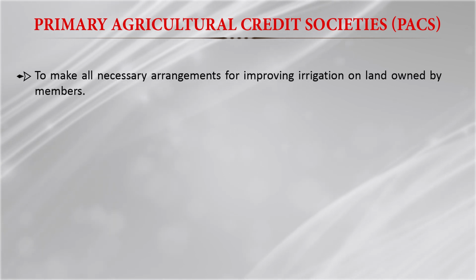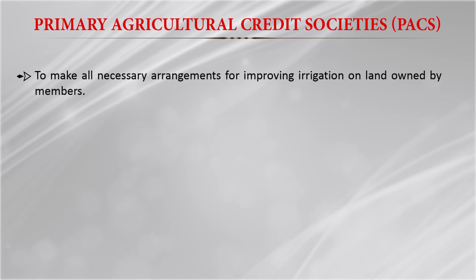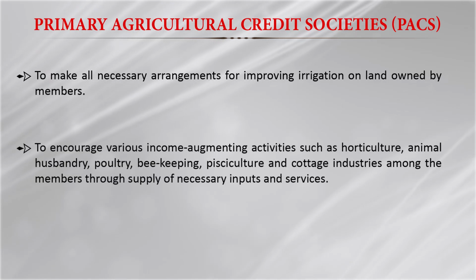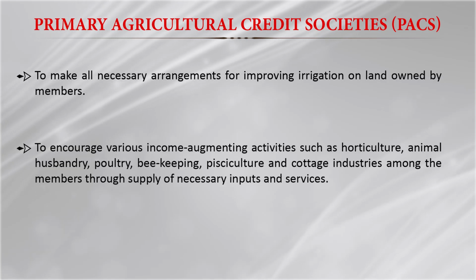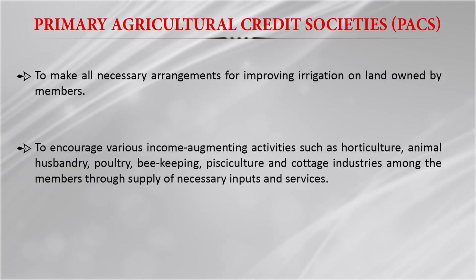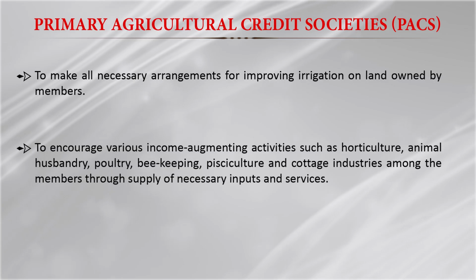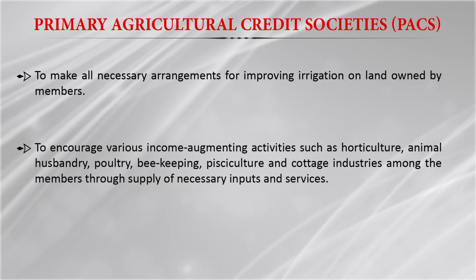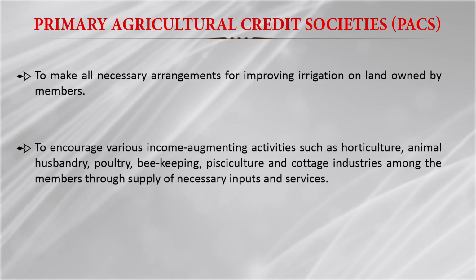So they also help in the irrigation development at the land of member farmers, and then they encourage various income augmenting activities such as horticulture, animal husbandry, poultry, beekeeping, pisciculture, cottage industry among the members through the supply of necessary inputs and services.